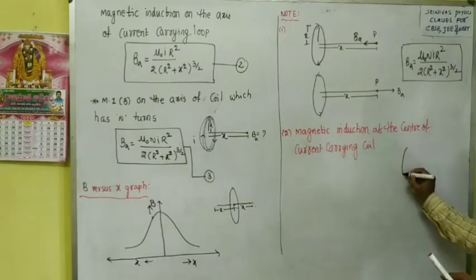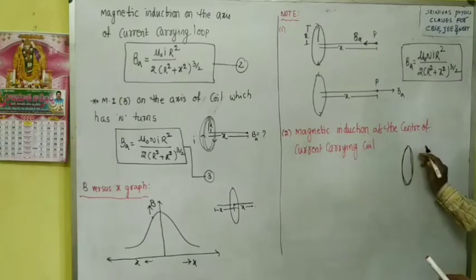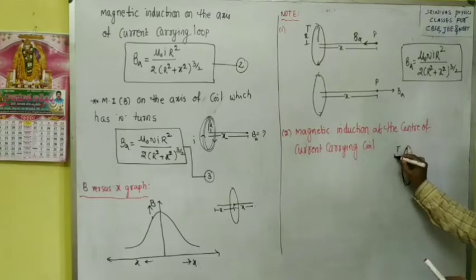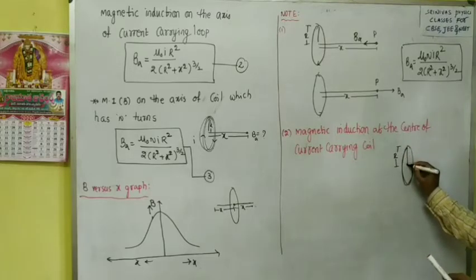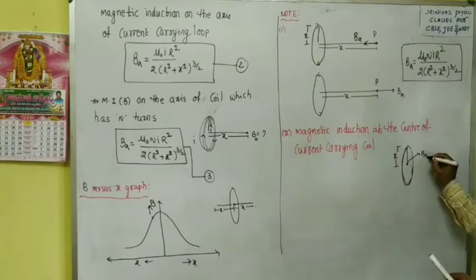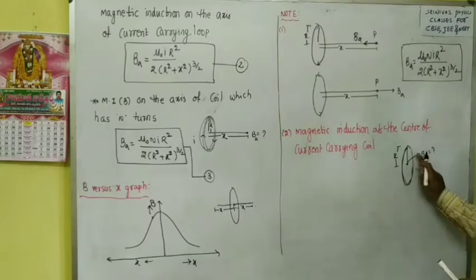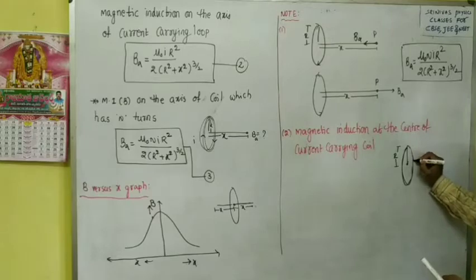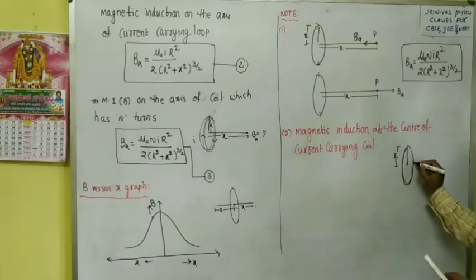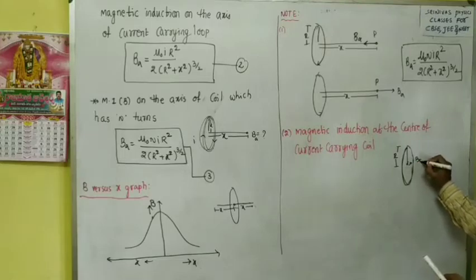This is a current carrying coil. It has some turns. Its radius is capital R. I want to find out the magnetic induction at the center. When you want to find out the magnetic induction at the center, then what is the x value?